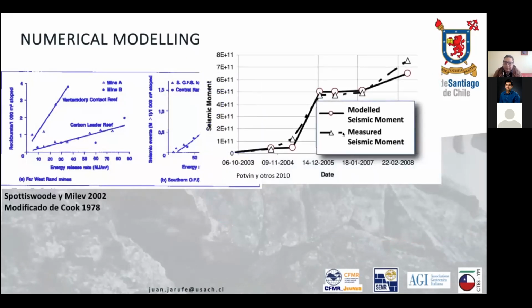Potvin and others made this time series. In the horizontal scale you see time, in this case date, and in the vertical axis you see some measure of a seismic parameter that you obtain from numerical modeling. Usually that parameter is seismic moment, because seismic moment is very easy to obtain from a model. It's the area times the displacement times the stiffness of the medium, and that is easy to calculate from a model.